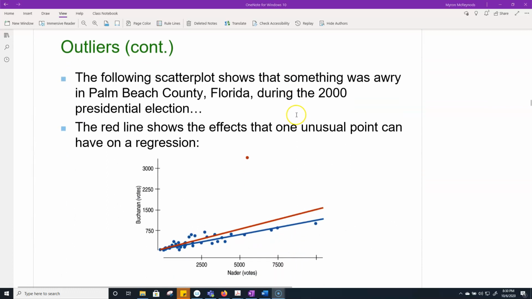Here we've got a scatter plot that shows something was awry in Palm Beach County, Florida during the 2000 presidential election. I remember this back when it happened. A lot of you probably weren't even born yet. But there was one particular precinct where an unusual amount of people voted for Pat Buchanan. It was called into question a lot during that election. You can see how just that one precinct voting unusually high for Buchanan caused the prediction of how many votes Buchanan would get compared to Ralph Nader to go up. So that one dot changed the prediction line that much, out of all those dots of all the different precincts. One can have a big effect.